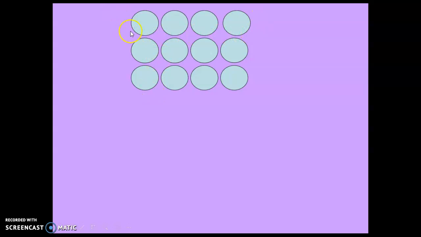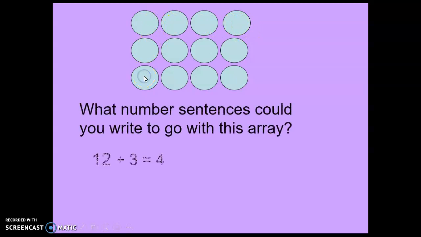If we were looking horizontally, we're looking at the rows. We have 4 in each group, and we've got 3 groups of them. So it would be 12 into groups of 4 equals 1, 2, 3. Or if we looked at it vertically, we've got 4 groups of 3.